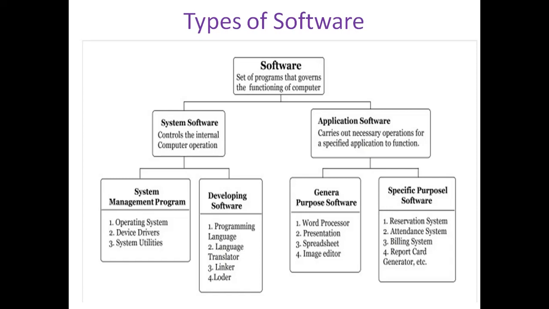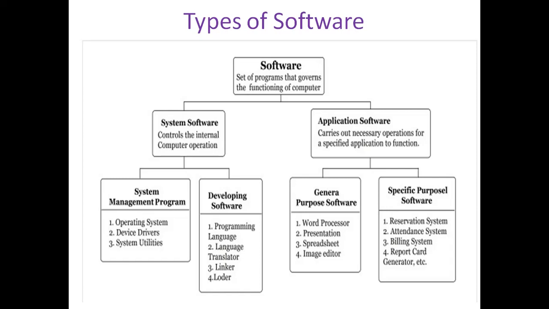The second one is the application software. It was divided into two types, that is general purpose and specific purpose. General purpose can be used for any type of work. Examples are a word processor, presentation, spreadsheet, image editor. These can be used either for education purposes, in an office, or in any other work. So these are nothing but general purpose software.